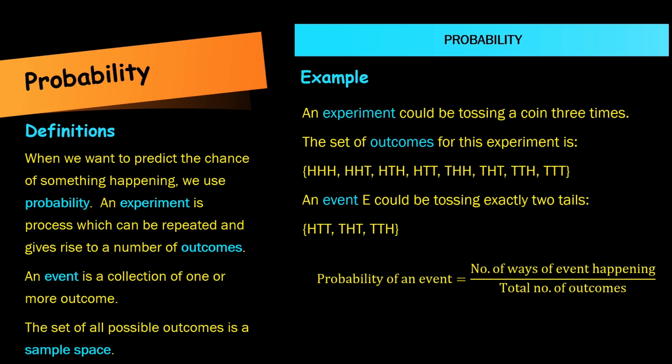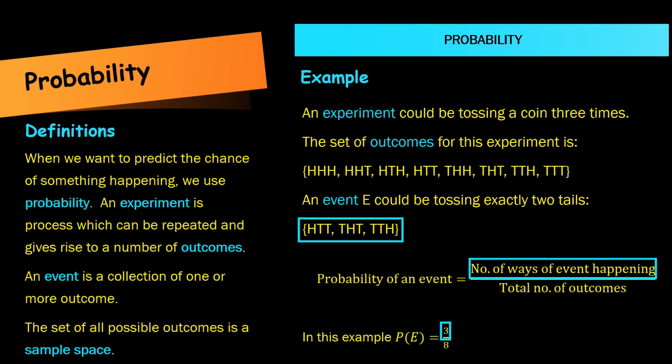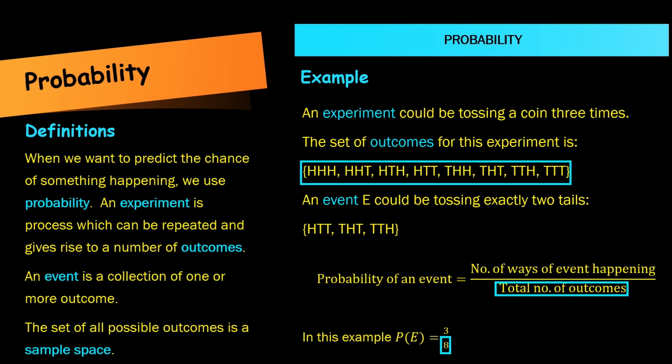And the probability of an event occurring is the number of ways of the event happening divided by the total number of outcomes, which in this case is 3 divided by 8. So 3 ways of tossing exactly 2 tails divided by a total of 8 outcomes.